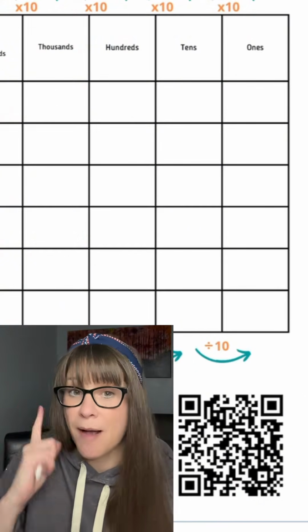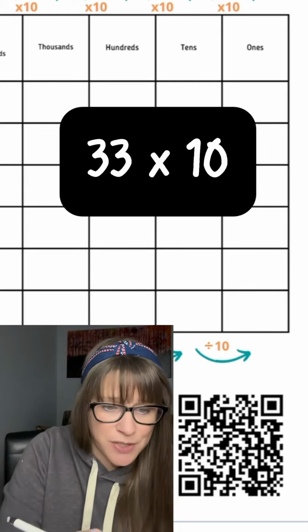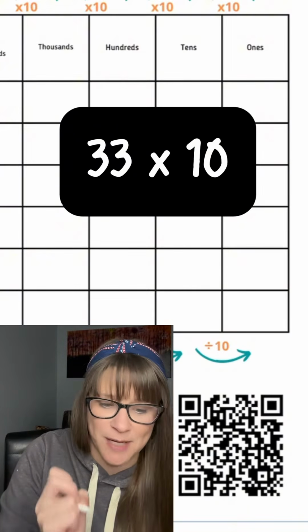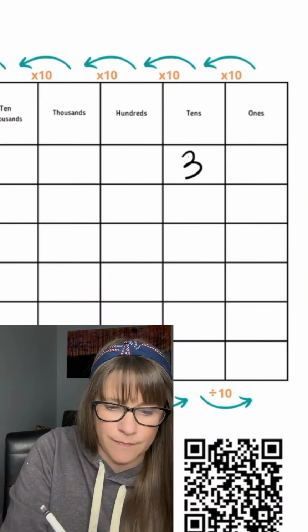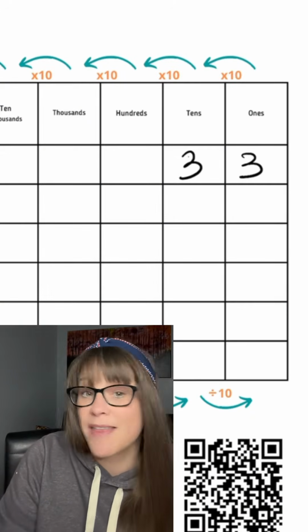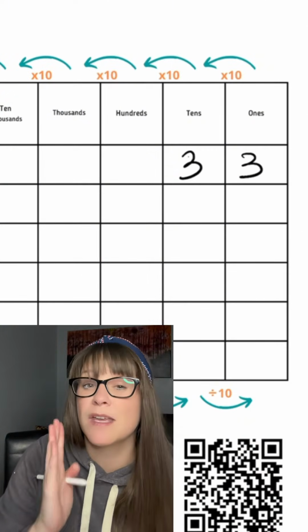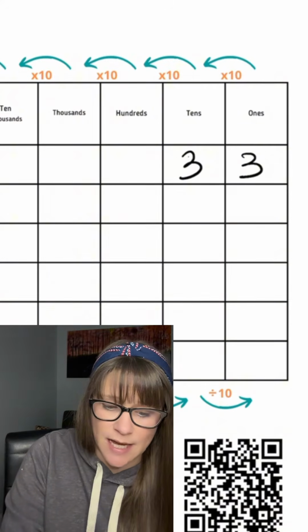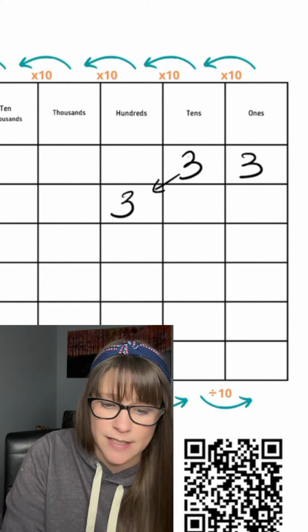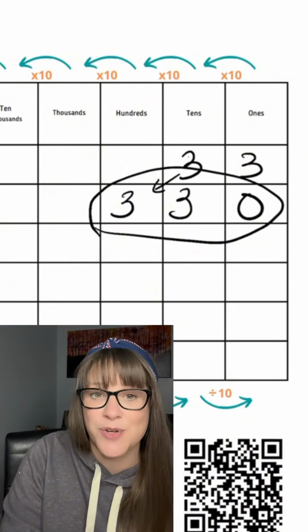The first example problem is going to be 33 times 10. The first thing that you want to do is write your number on your place value chart. So we have 33, and we're going to multiply that by 10. When you multiply it by 10, what you're actually doing is moving each digit one place value to the left. So this 3 tens is now going to be 3 hundreds. My 3 ones is now going to be 3 tens, and I can add a 0, making my answer 330.